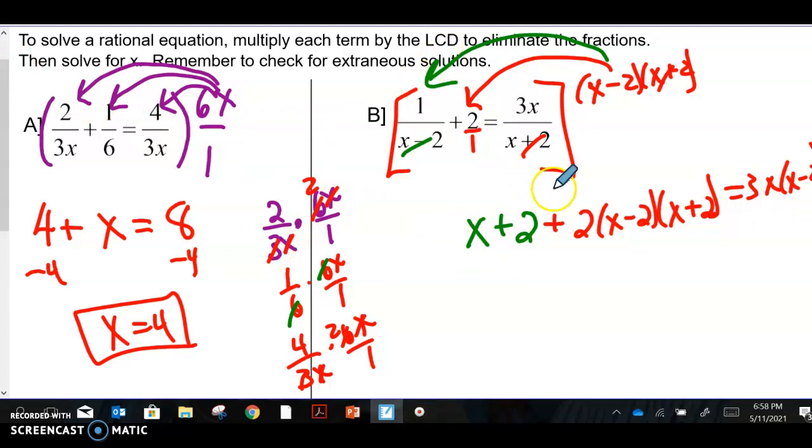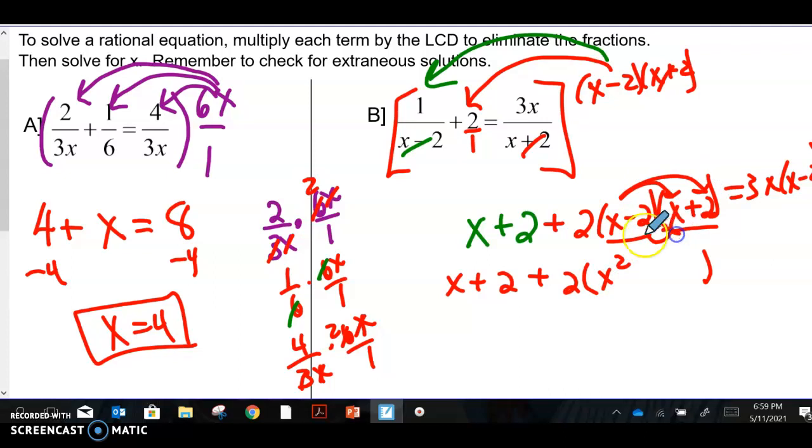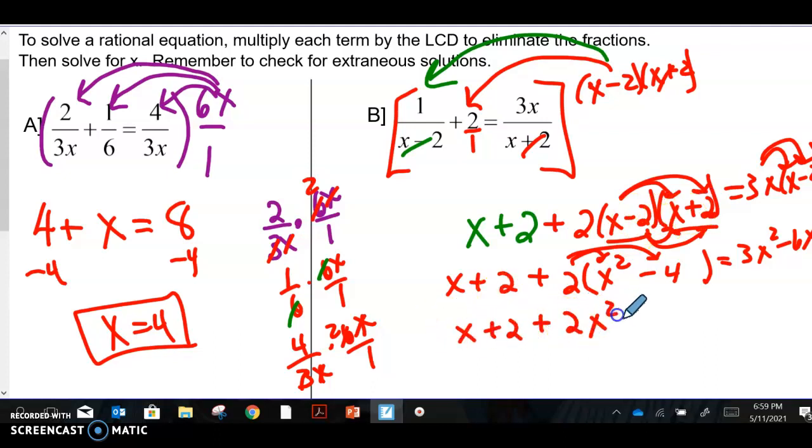So now we need to distribute here. I have x minus 2 times x plus 2, which I need to multiply together. That's x squared plus 2x minus 2x. That goes away. Minus 4. Here we have 3x squared minus 6x. Now I'll take my 2 through the x squared minus 4. I get 2x squared minus 8.